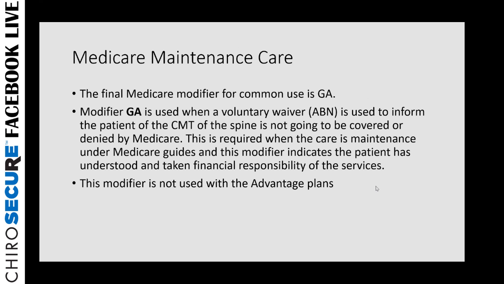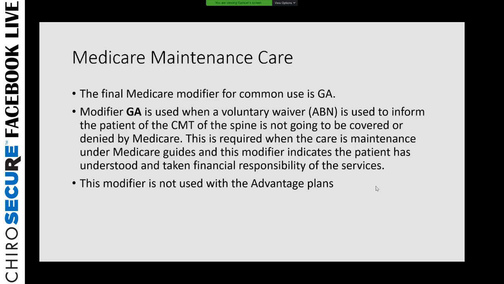A patient that's undergoing maintenance care. Let's say you have a patient that enjoys getting chiropractic care in their Medicare age, and they're done with their acute part of care, and they say, hey, doc, this feels really good. Can I come once a week? Well, that's certainly acceptable. But what you have to use to make sure that the patient understands that's not going to be covered, because that type of care is maintenance, is modifier GA.